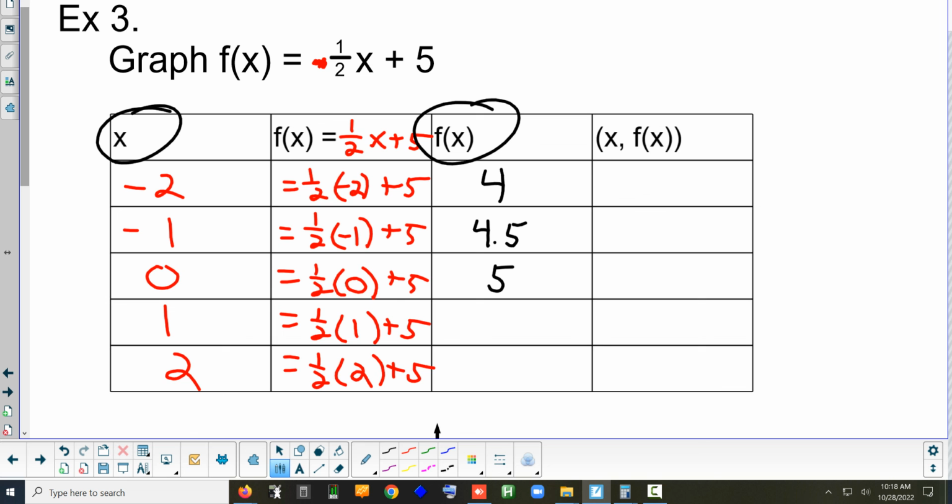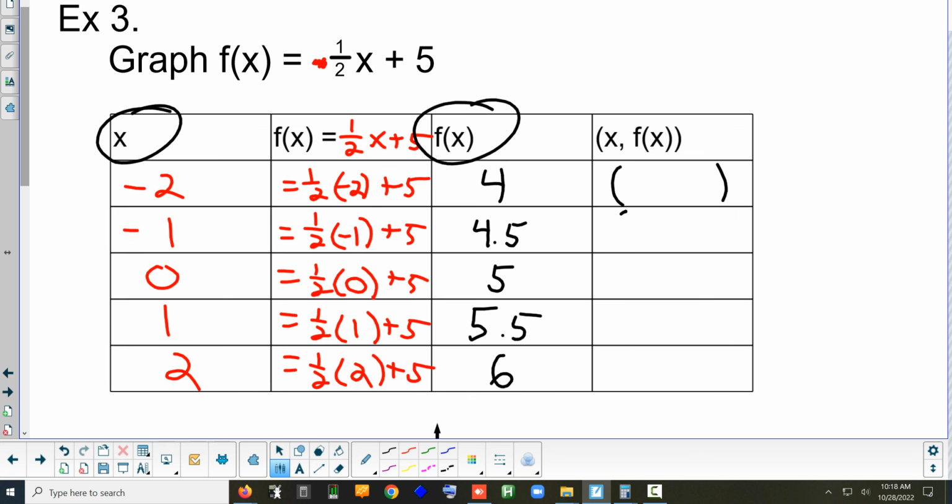You're adding 0.5 every time. So what would this next one be? 5.5. And the last one? 6. It has to follow a pattern. And the fact that it follows a pattern, that kind of shows us we did it right. If it didn't follow a pattern, then something's wrong.